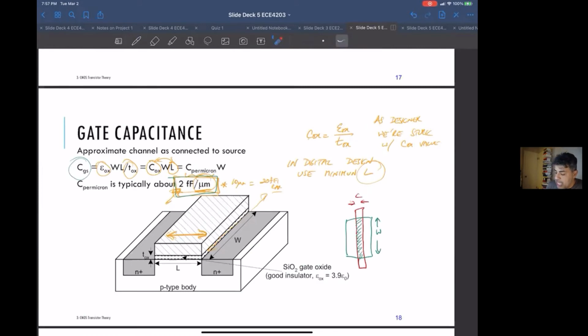So it's basically that. Make sure when you see something like 2 femtofarads per micron, it's talking about a minimum length device, and you just multiply this by the width of your device. Don't multiply it by the area of your gate. Multiply it only by the width of the gate, because it's assuming that your length is minimum length. Because in almost 100% of cases, there's no reason to make a transistor longer than minimum length in a digital design.